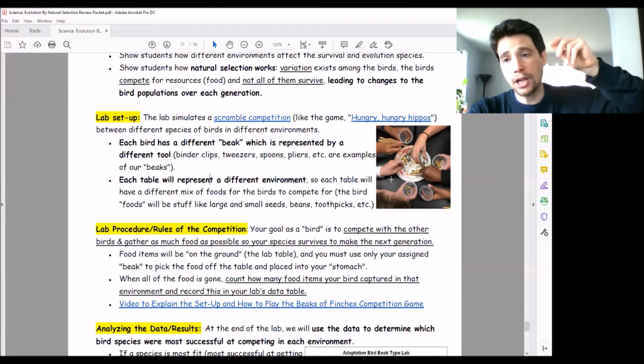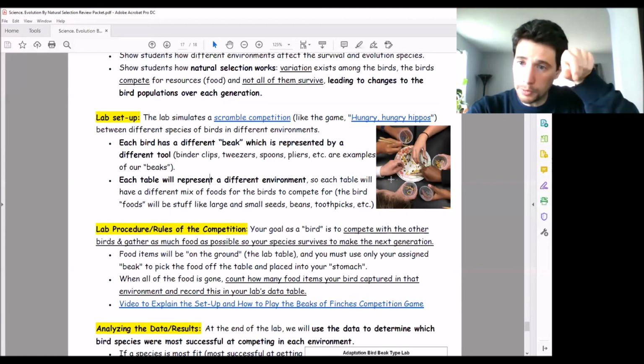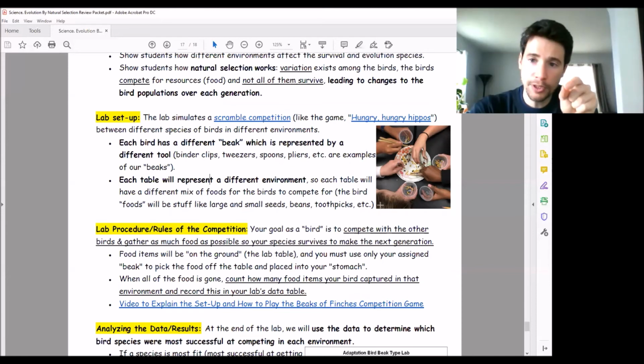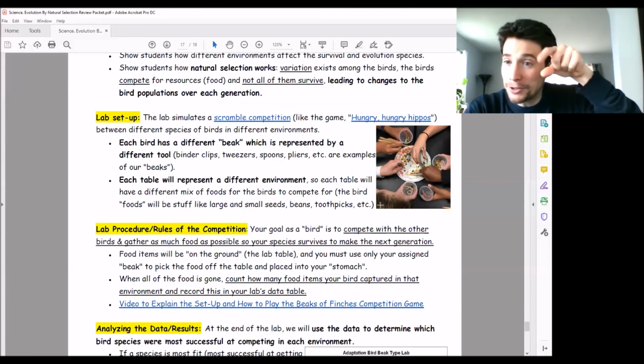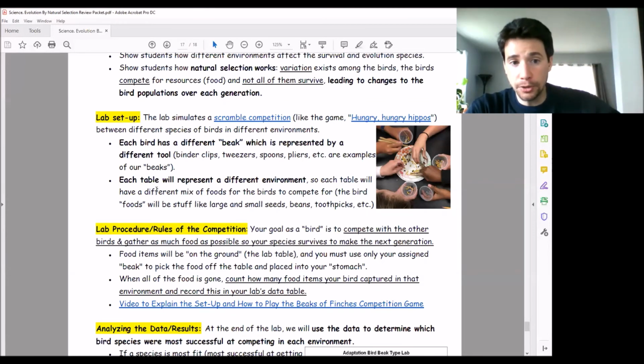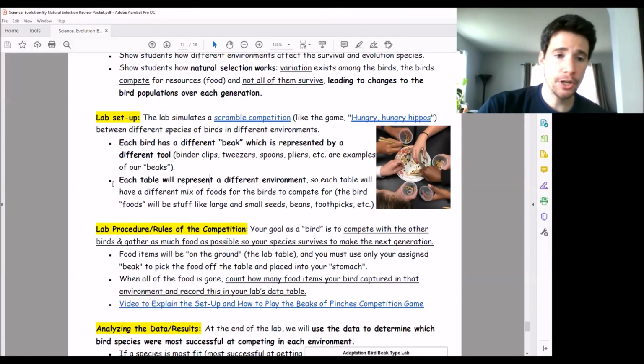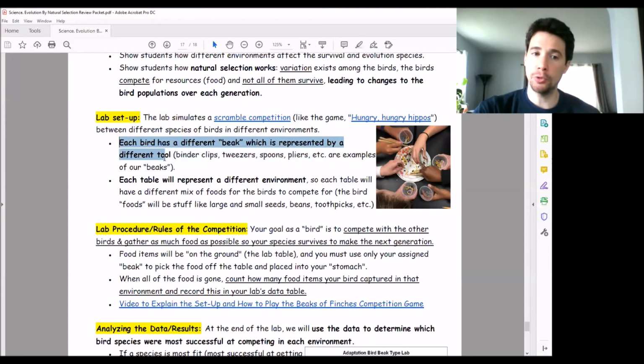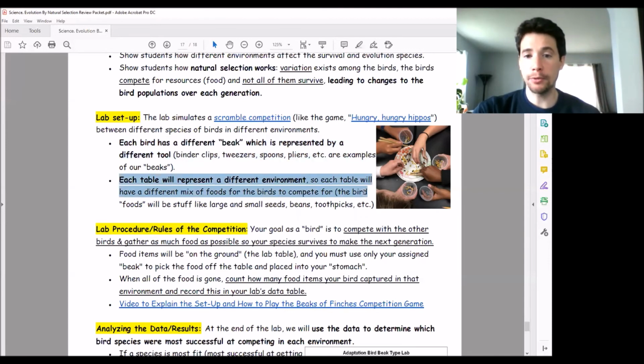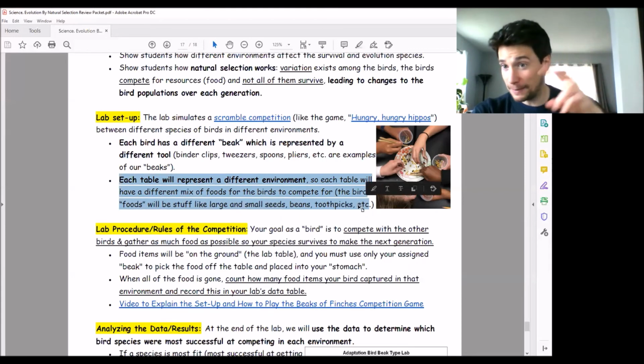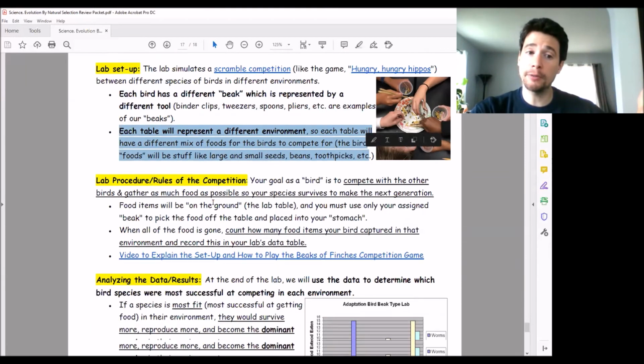And so some people might have chopsticks, other people might have little pliers, other people might have forceps, that's like tweezers, other people might have little binder clips, and you're going to represent a bird, okay? Each bird has a different beak, and that's going to be a different tool, and each table around the room is going to be a different island, and that's going to represent our different environments.